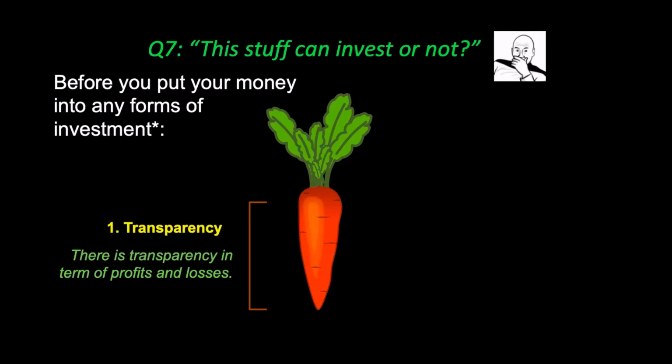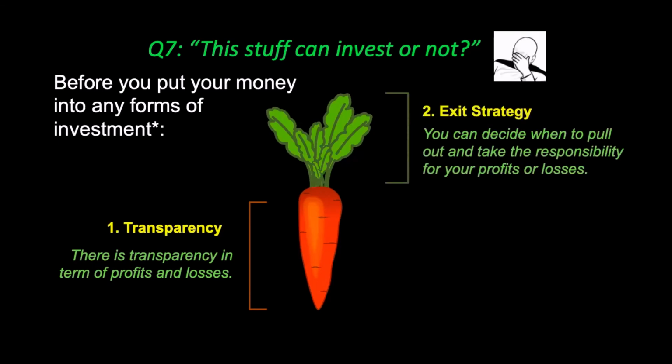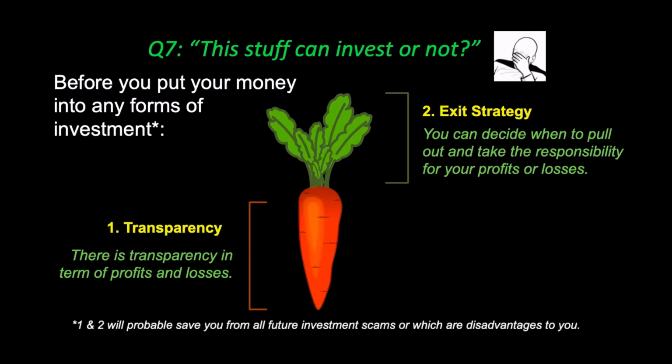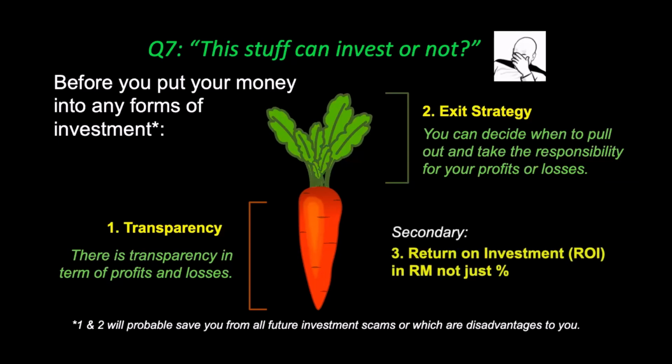But if you invest in your friend's business, you don't know. They say loss, no dividend declared, you also do not know. Exit strategy: you realize your mistake or you want to take profit out, can you exit or not? Like the stock market, you buy and see a loss, but you can exit. You make a decision, it's okay. Then these one or two will save you from many future investment scams. Please look into these two. Also look at return on investment in ringgit Malaysia, not just in percentage.